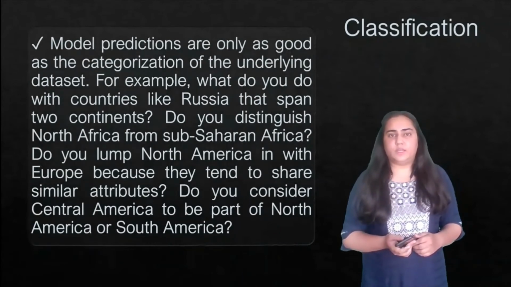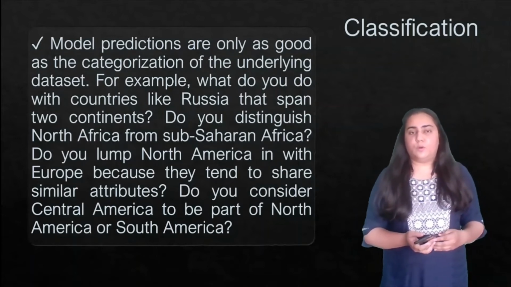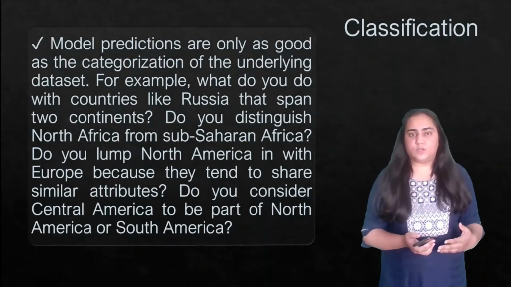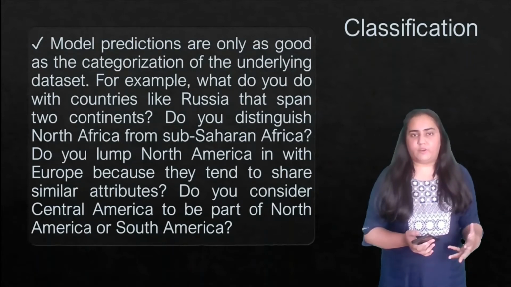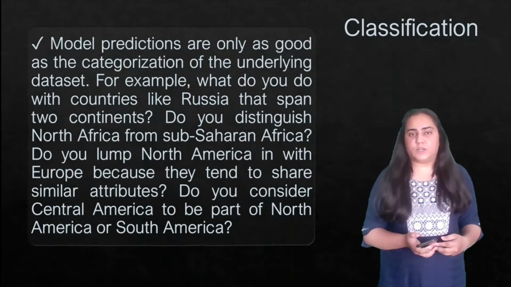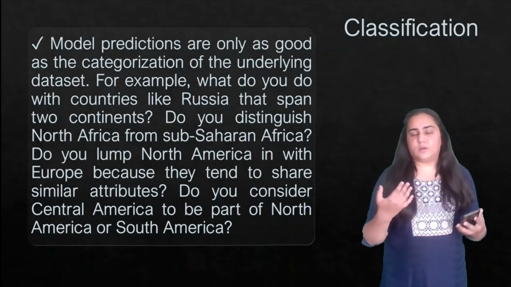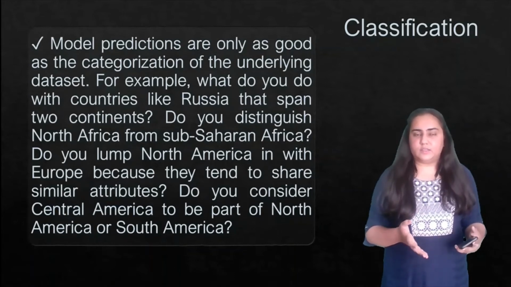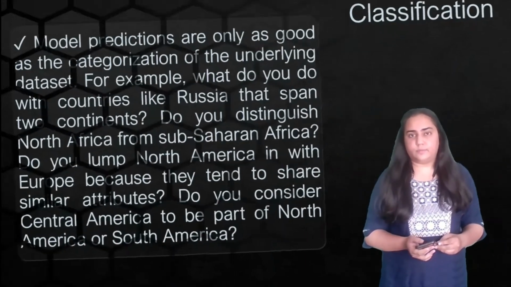Model predictions are only as good as the categorization of the underlying data set. For example, what do you do with countries like Russia that span two continents? Do you distinguish North Africa from sub-Saharan Africa? Or do you lump North America in with Europe because they tend to share similar attributes? Do you consider Central America to be part of North America or South America? All these decisions are completely left to you. It depends on how you label these things in your data set before providing it to a classification algorithm to learn.